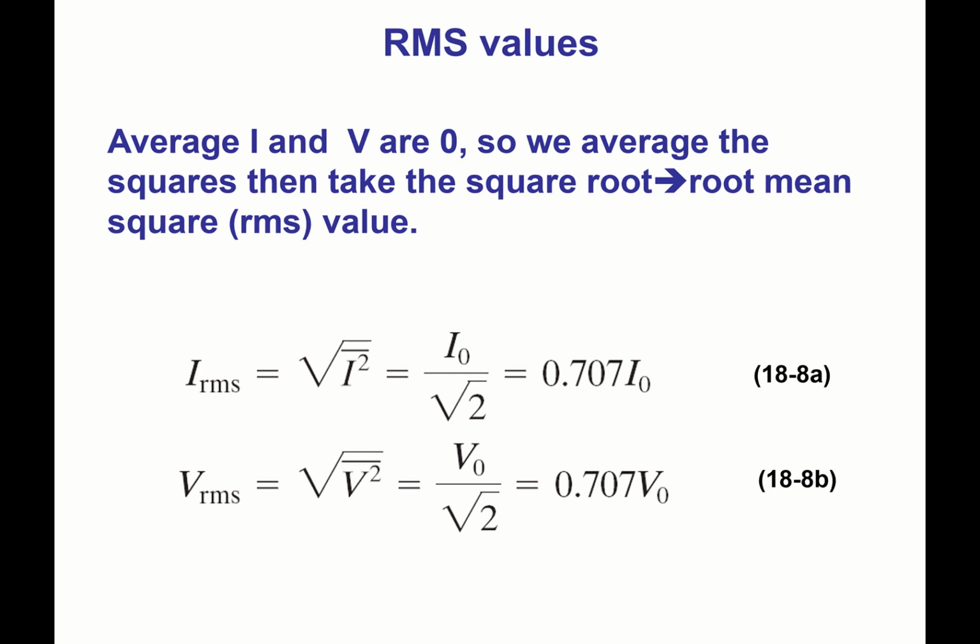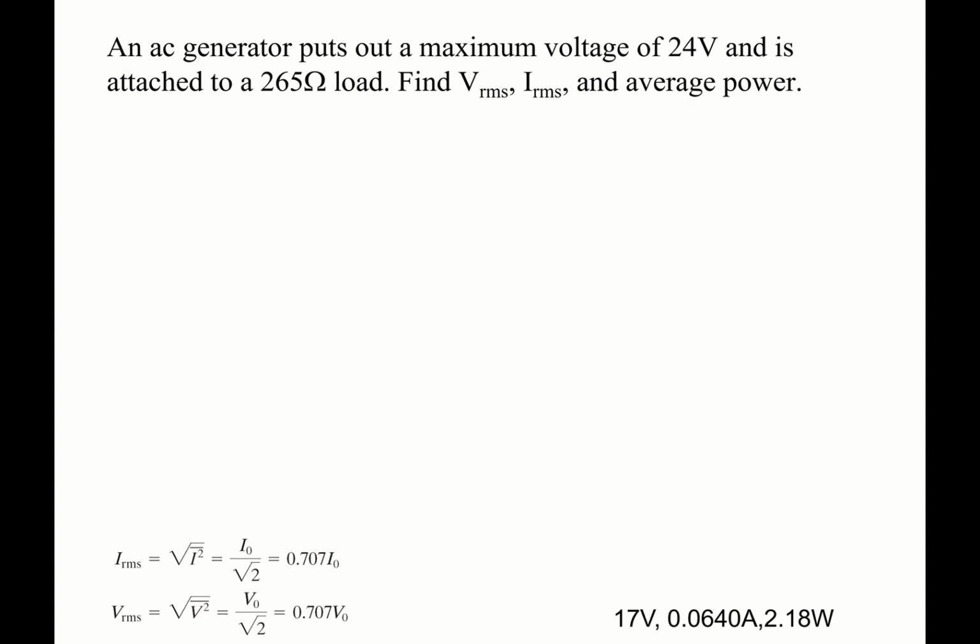So the RMS value of current is the maximum current times 0.707, and the RMS value of the voltage is the maximum voltage times 0.707. So let's do a couple of quick calculations there. If I've got an AC generator that has a maximum voltage of 24 volts, and it's attached to a 265 ohm load, let's take out our numbers from the problem and assign symbols to them. So I've got V and I've got R. V equals 24, and it says that's the maximum voltage, so I'm going to put a V0. That's the peak value of the voltage. The R is 265 ohms. I want to find VRMS, IRMS, and the average power.